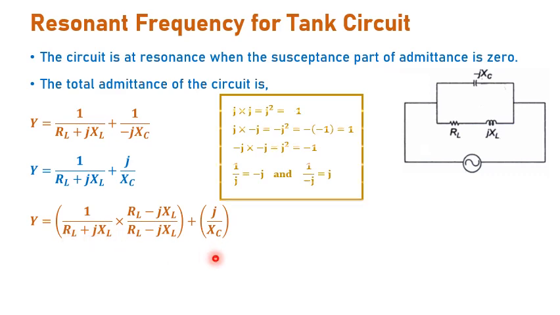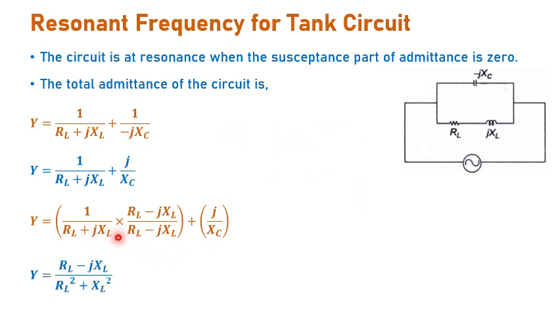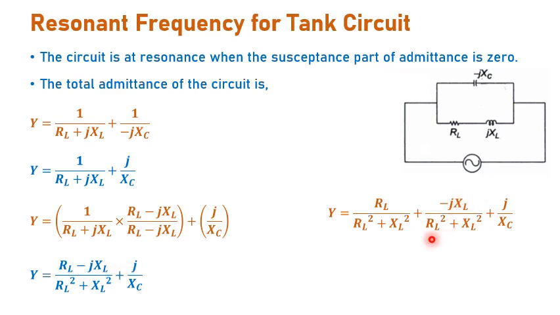Therefore, you will get RL minus jXL divided by RL square plus XL square, because XL into XL will be XL square and j into j will be j square, which is minus 1, and in the formula itself there is a minus, so it becomes plus XL square. And now you can separate these terms: RL by RL square plus XL square, minus jXL divided by RL square plus XL square, plus j by XC.